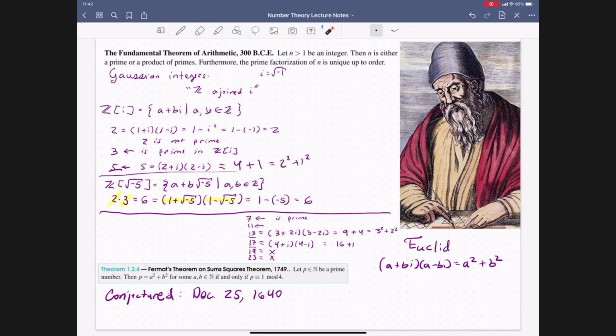P congruent to 1 mod 4 means P, when we divide by 4, its remainder is 1. And we'll come back to modular arithmetic next Friday. We'll start talking about modular arithmetic in more detail. So this was first conjectured in 1640.